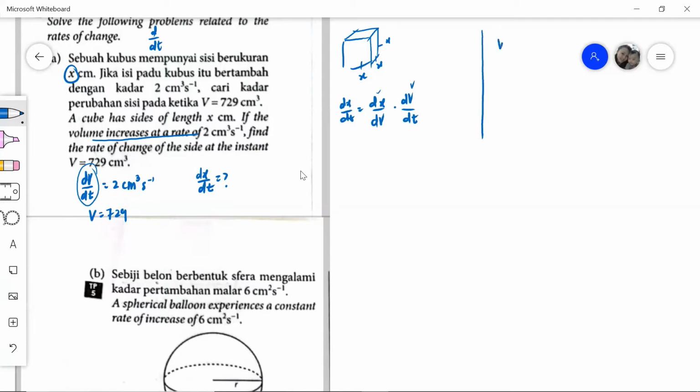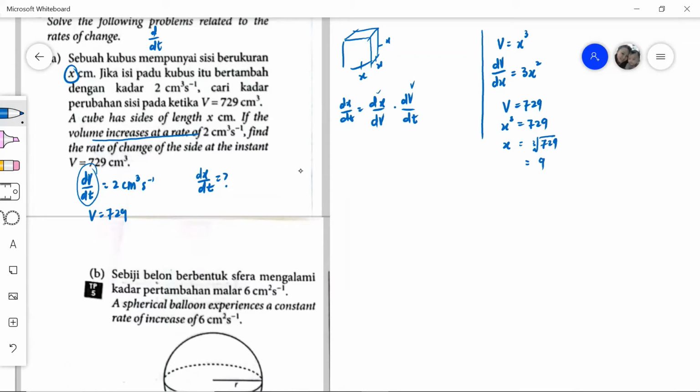The volume of the cube is actually x cubed. Therefore, if we differentiate V with respect to x, we will have 3x squared. And then at the instant V equals 729, x cubed equals 729. So we can find the value of x. The value of x will be the cube root of 729, which gives us 9.